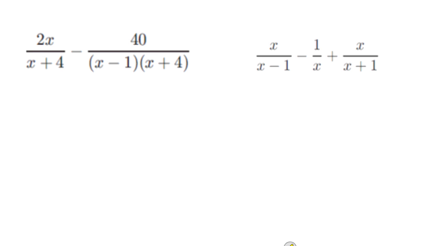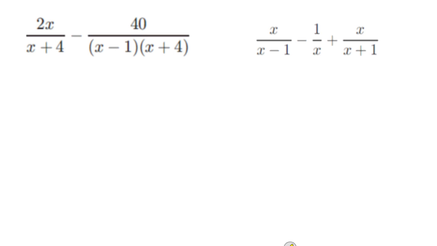Right here. So now we have 2x over x plus 4, and we also have minus 40 over x minus 1, brackets x plus 4, brackets. We've got to think, what's our LCD?